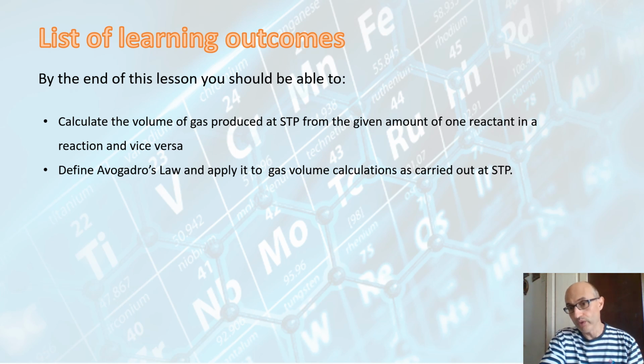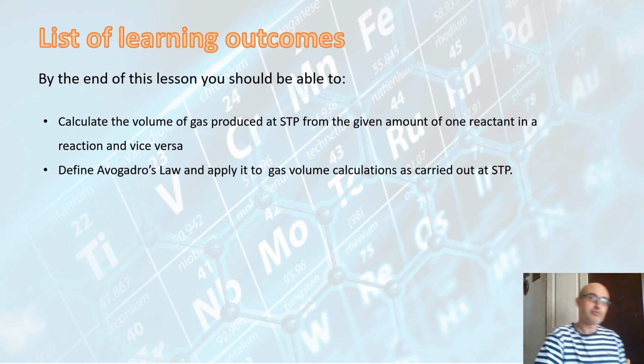Or we could work the other way around. If we are given the volume of the gas produced at STP, then we could also calculate the original reacting mass of that reactant. Now we shall explore this by means of a typical example soon enough in this presentation.